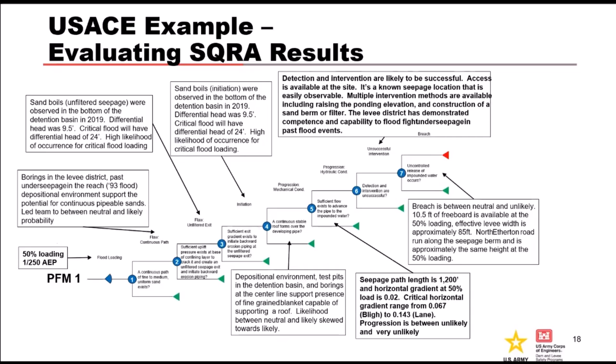But there's some of these, like sufficient gradient exists to initiate backward erosion piping, where a lot of this risk assessment is going to occur around that node and maybe a couple of others here. So that really tells us where we need to focus our discussion in coming up with an estimate of risk. Something else that really helps us build this case and document what we've done is that for each one of these nodes, we are bringing out the fine points. So for initiation, sand boils were observed in the bottom of the detention basin in 2019. Differential head was 9.5. So if our critical flood that we're assuming in the risk assessment is the 50% flood, which has a differential head of 24 feet, there's a high likelihood for occurrence of critical flood loading. So it's bringing out some essential information that builds the case for what we thought was going to happen.